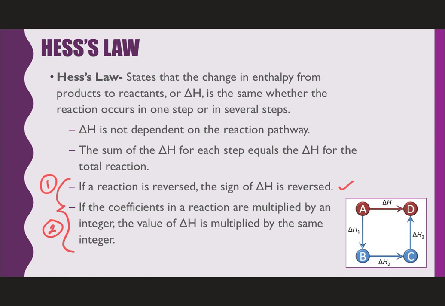So if we're looking at this picture on the right, if we're going from A to D, we can simply say that the delta H is a summation of delta H1 with delta H2 and delta H3. They are equivalent.